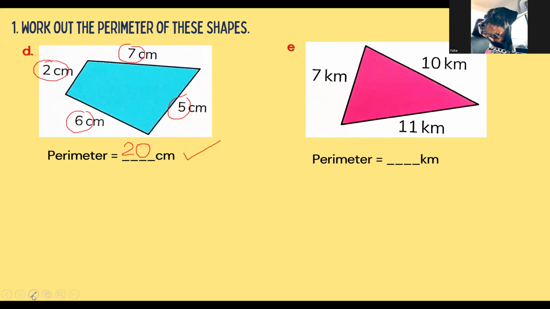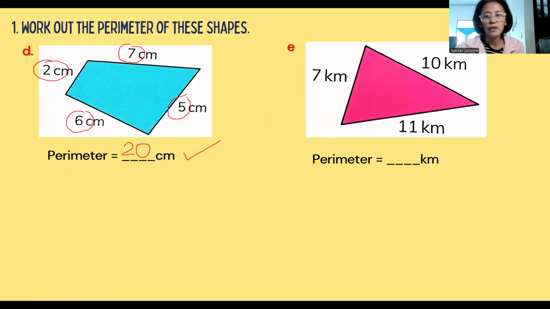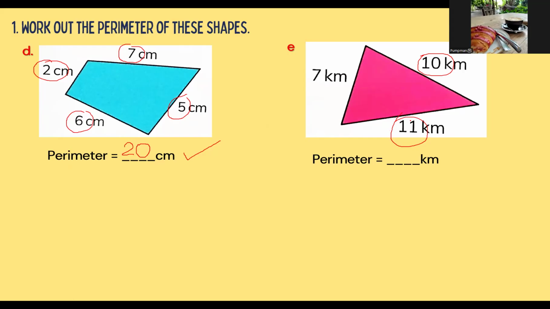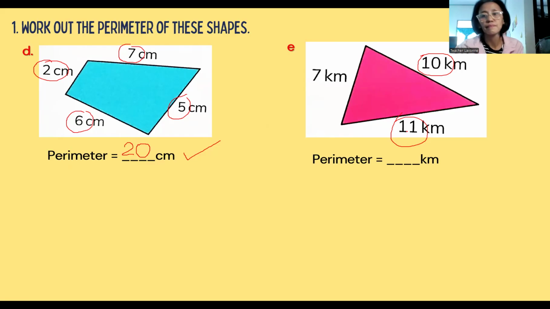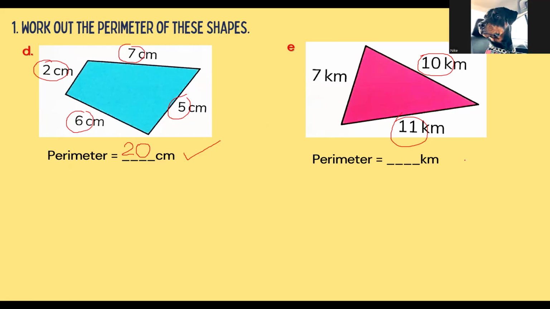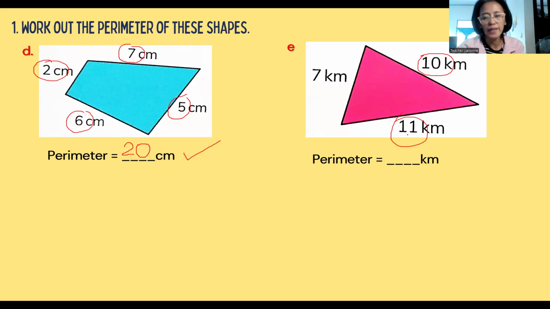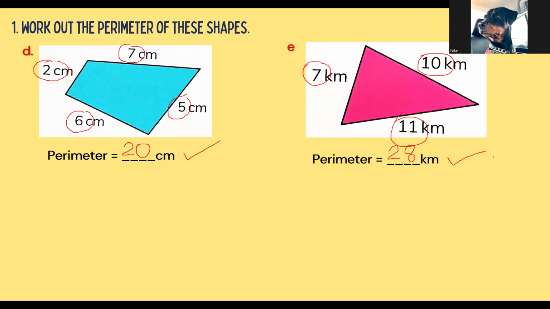I think I'm wrong. Oh, you tried to add. Plus 10 plus 11. 10 plus 11 is what? 21. Plus 7, the answer is 28. The answer is 28 kilometers. No, I'm wrong. I don't know what happened.